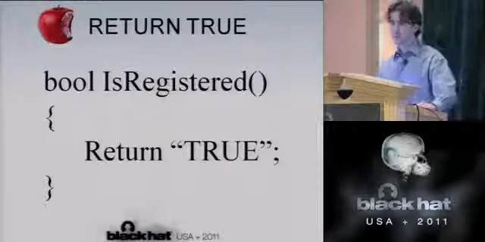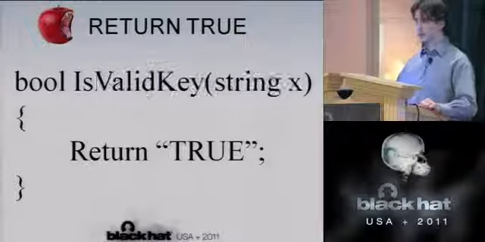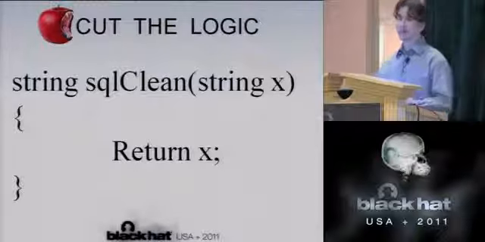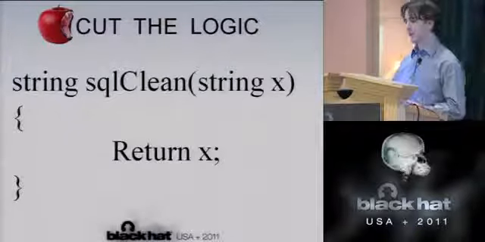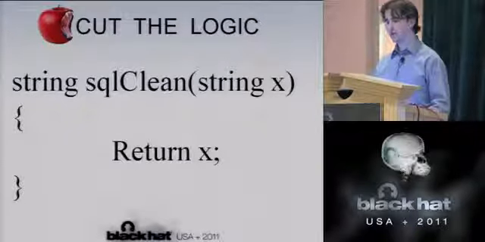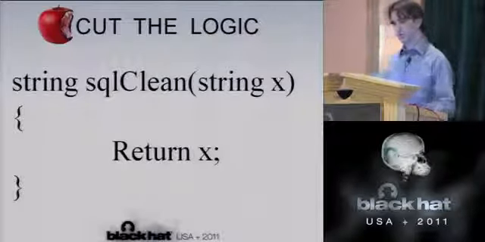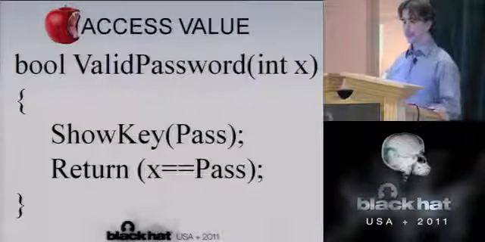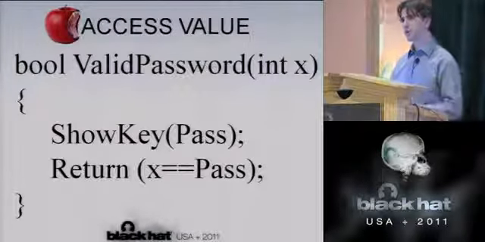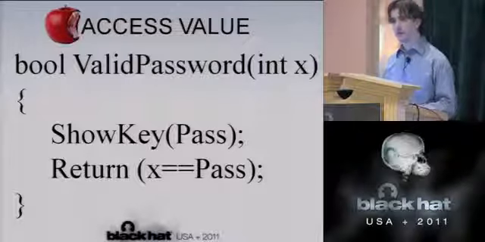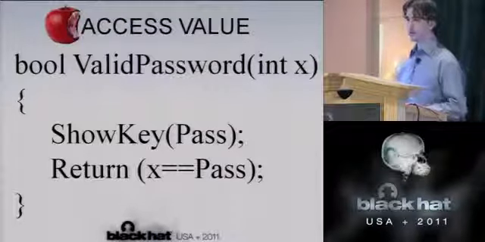Is registered, like I showed you, put your return true at the top. Is valid key, return true. You cut the logic, say on a SQL cleaning, and all of their good security is now completely subverted by returning the original string. Is valid password: you want to access a known value because you want to know what password it's validating against. You simply show it to the user, and there's your password.